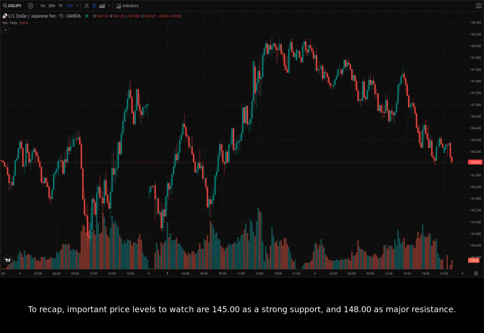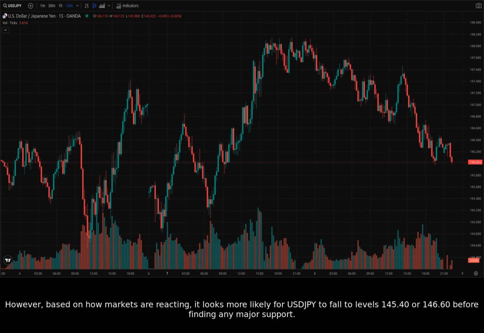Let's recap the important price levels. To recap, important price levels to watch are 145.00 as a strong support and 148.00 as major resistance. If tariffs are reduced, we might see the USDJPY testing the 150.00 level. However, based on how markets are reacting, it looks more likely for USDJPY to fall to levels 145.40 or 146.60 before finding any major support.